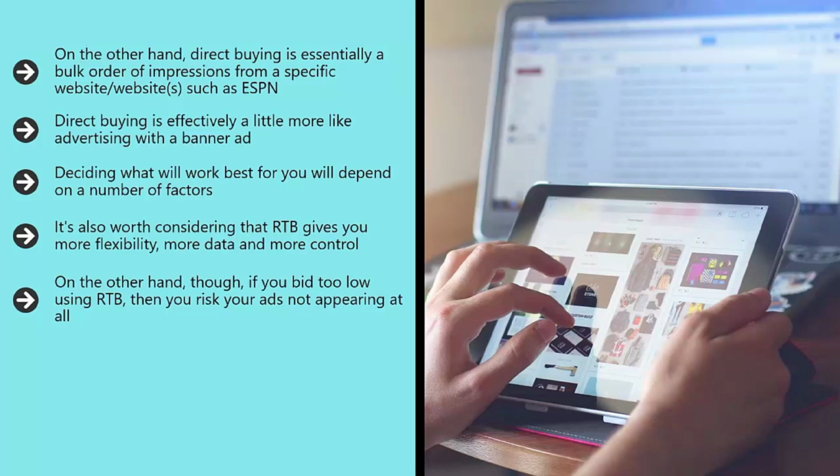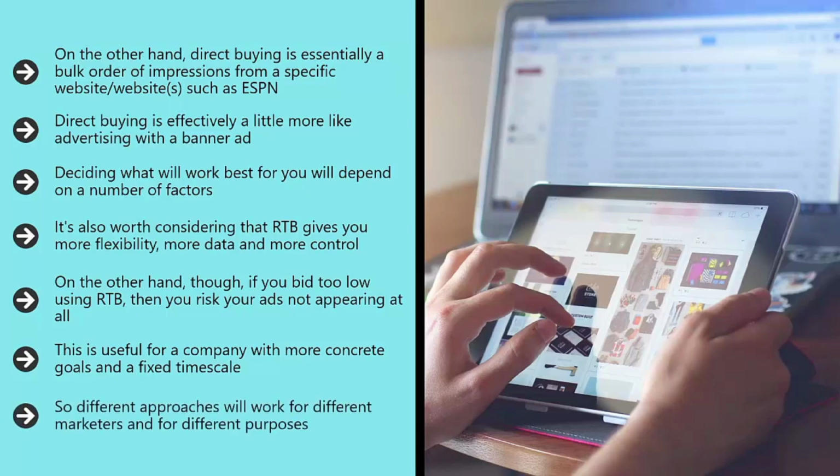This is in direct contrast to direct buys, which essentially guarantee you your ad spot and that you will eventually be certain to get that number of impressions. This is useful for a company with more concrete goals and a fixed timescale. Likewise, with direct buying, you will be able to more tightly control where your advertising appears and forge a closer relationship between your brand and that of the publisher. So different approaches will work for different marketers and for different purposes.